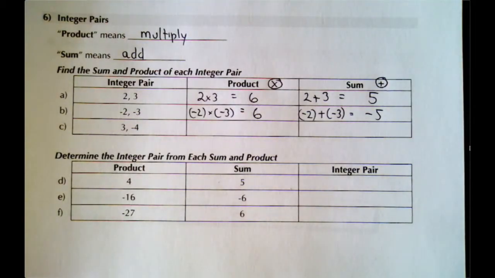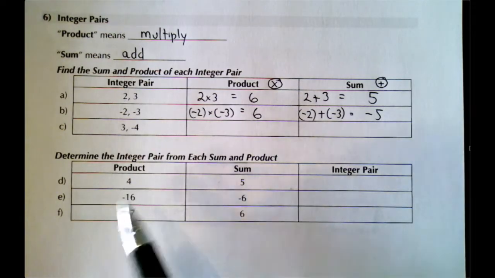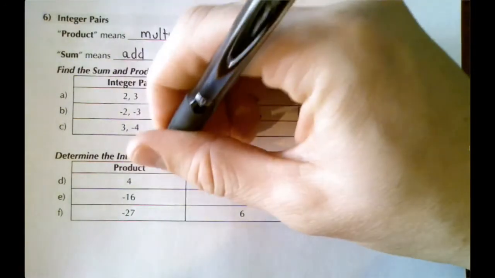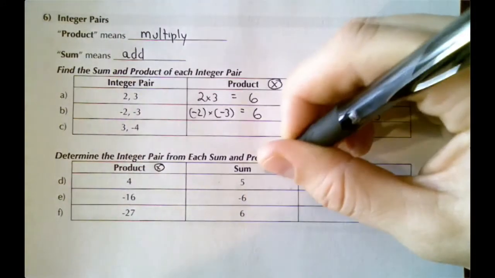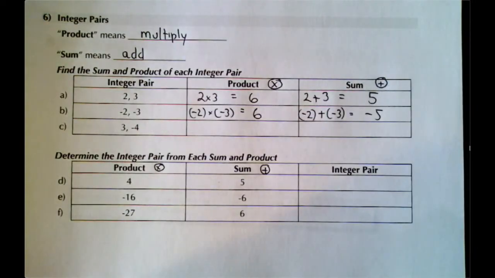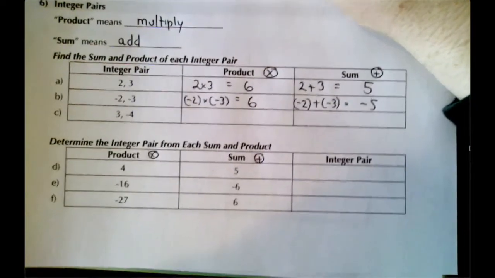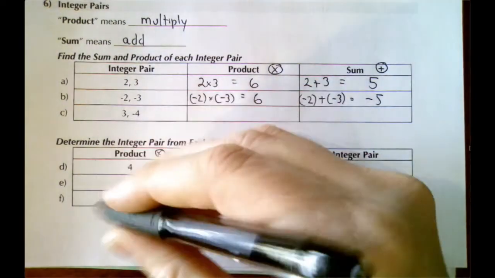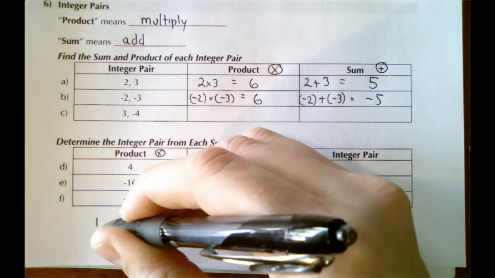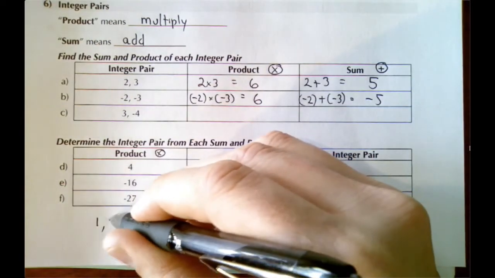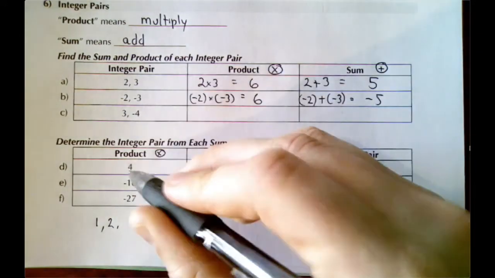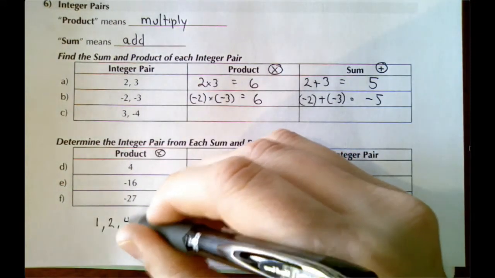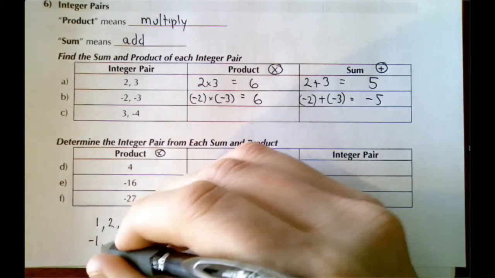The last thing I'm going to ask you to do is take the product and sum and work backwards and find the integer pair. So this could be a little tricky. Product 4 means that the two numbers multiply to 4 and they add to 5. The way I like to work to find this is I look for the factors of 4. So what are the factors of 4? Well, 4 can be divided by 1, we get 4. It can be divided by 2, we get 2. It can't be divided by 3, but it can be divided by 4. And then all the negatives.